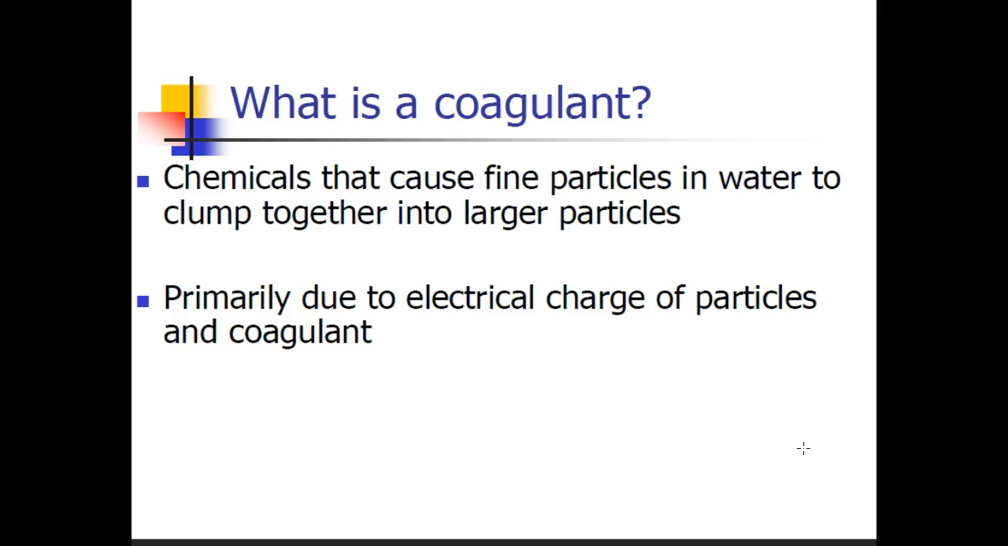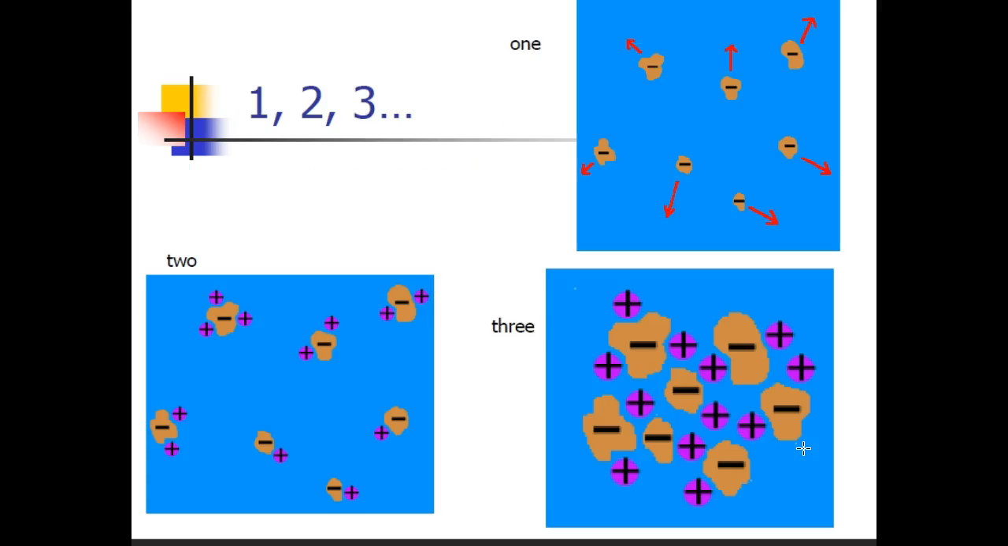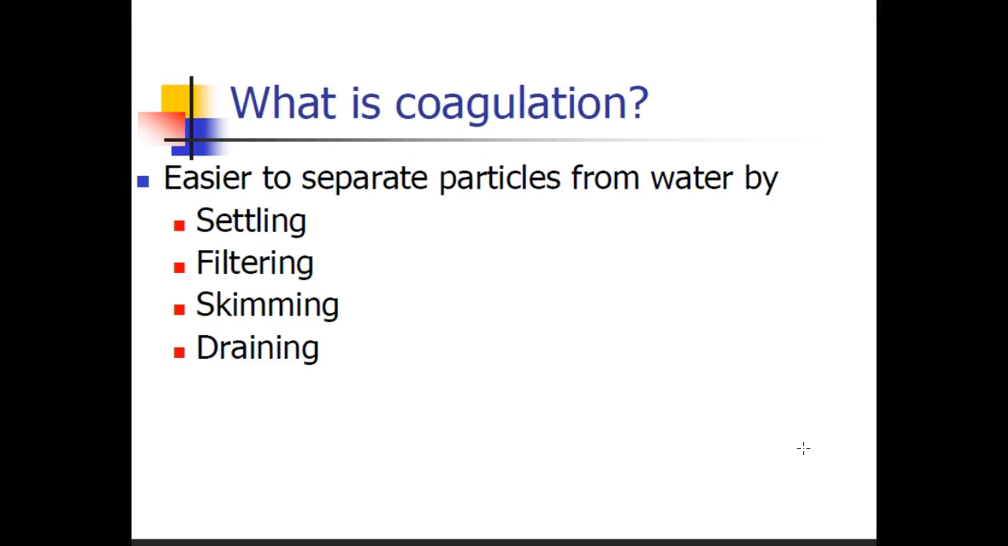So what is a coagulant? A coagulant is a chemical that causes fine particles in the water to clump together into larger particles. It's primarily due to the electrical charge of the particles and the coagulant. We start messing with the polarities of the pluses and the minuses, and that allows them to clump together. And that's what we want. When they clump together, they gain weight, and eventually they'll settle out.